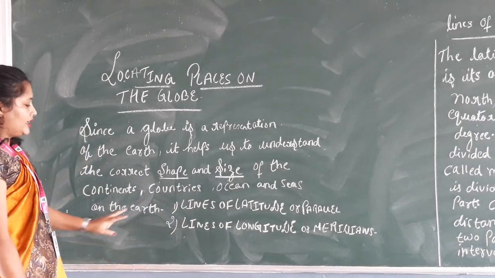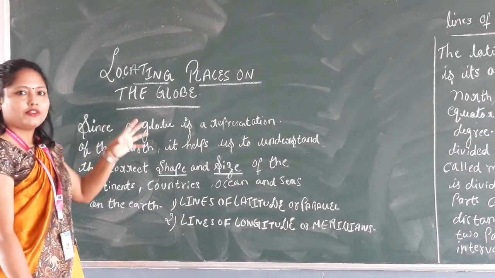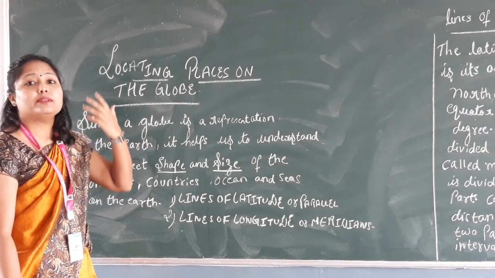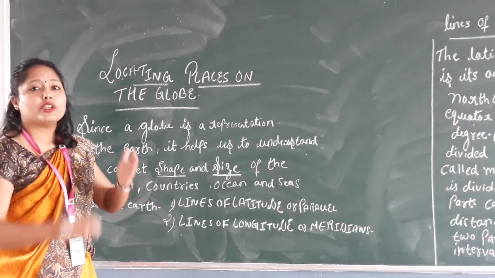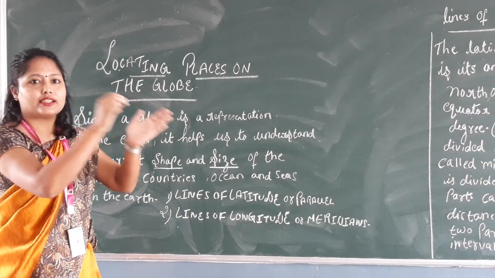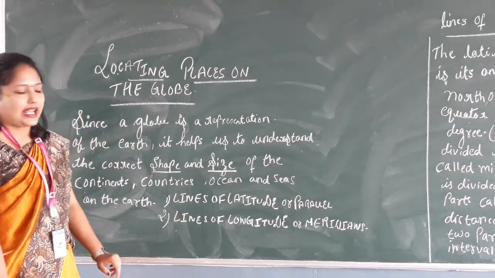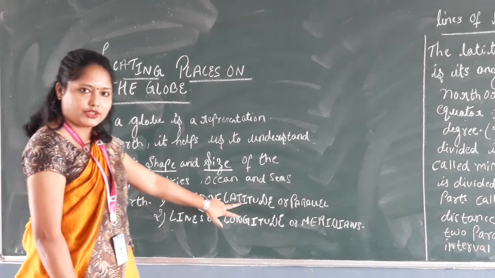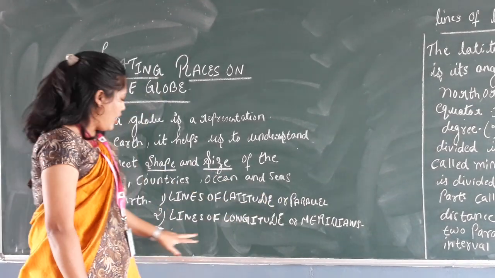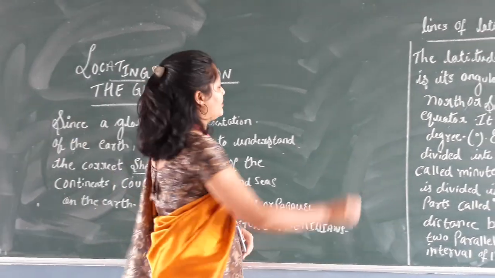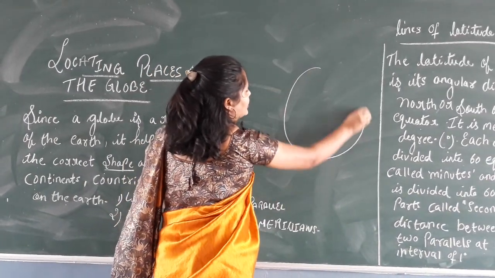On the Earth, there are different kinds of continents and water bodies. So how can we locate them? How do we know that this is a part of a continent, this is a country? This can be done by two imaginary lines, called lines of latitude or parallels, and lines of longitude or meridians. So there are two imaginary lines. You can see in the picture.